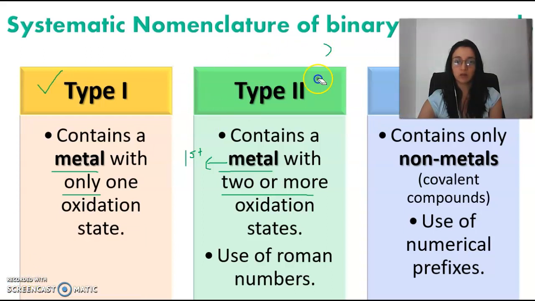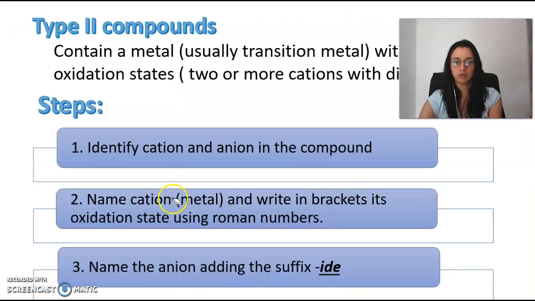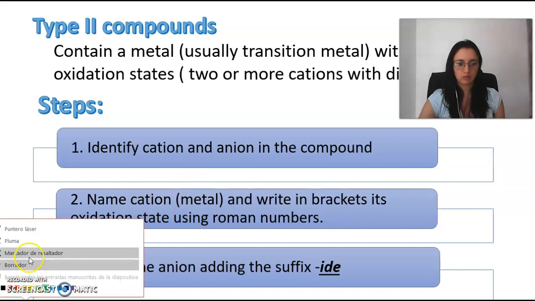So let's have a look at how type 2 works. The only difference, as I said, is the oxidation states. So we have to use Roman numbers in order to indicate which one is the oxidation state of my compound. So these are some steps written in words. If you want to work with words, this is how it is described step by step.